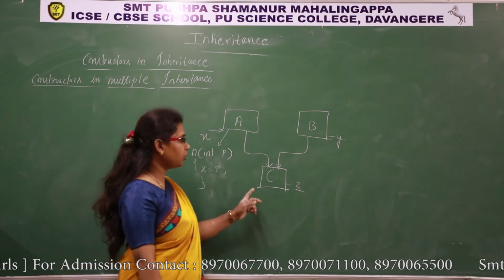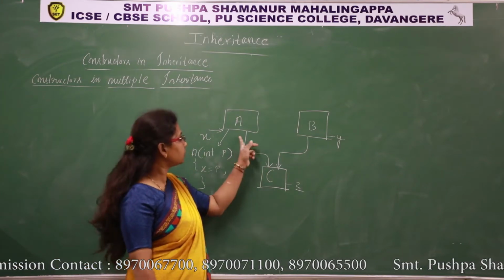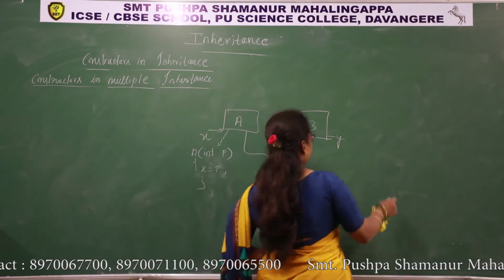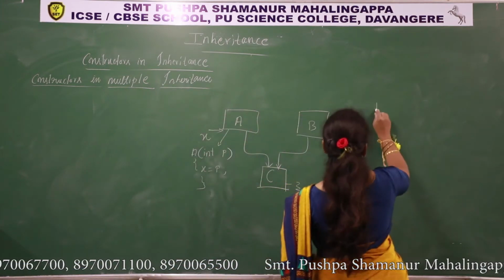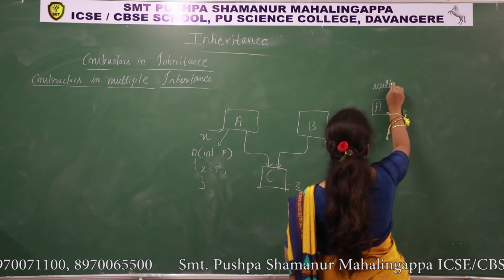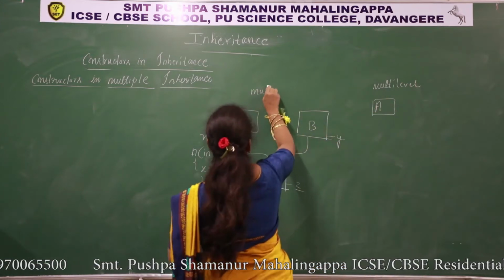See here, what you have to observe. For class C, two parent classes are there. When you consider multi-level, what we discussed before, with multi-level inheritance, it will be like this now, multi-level, and it is multiple.